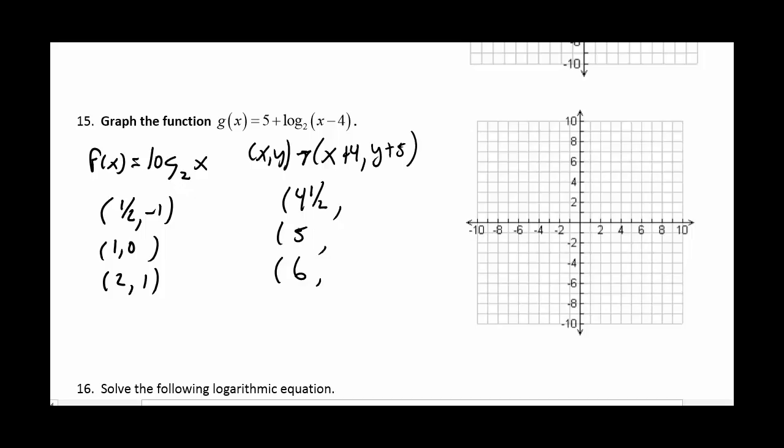Okay, y values. Let's make sure I don't mess this up. -1 plus 5 is 4. 0 plus 5 is 5. 1 plus 5 is 6. Okay. So 4.5, 4, right there. 5, 5, right there. And 6, 6, right there. And again, I have to understand enough about the graph to recognize that it's a logarithmic. So there we go.